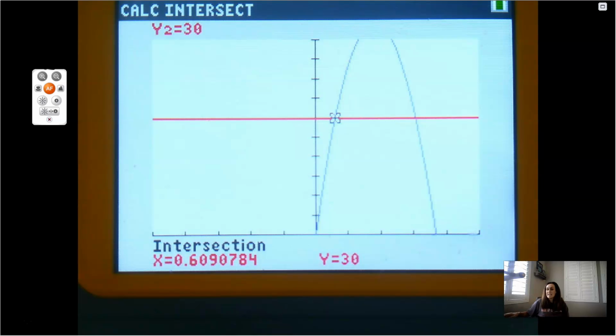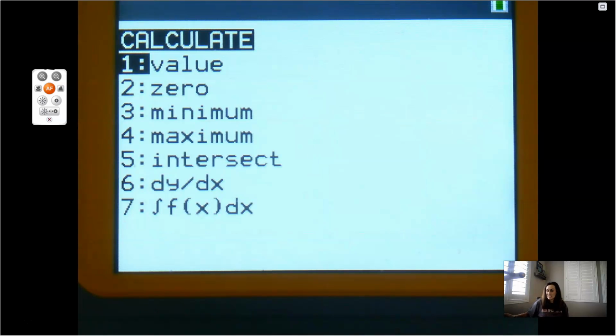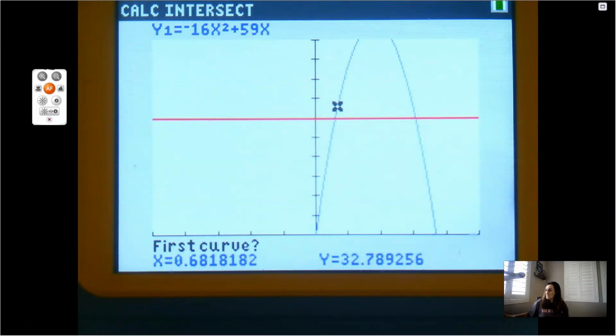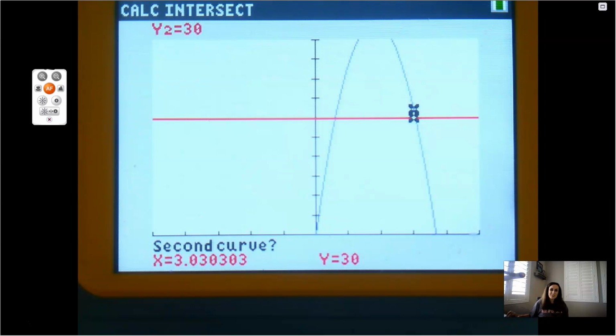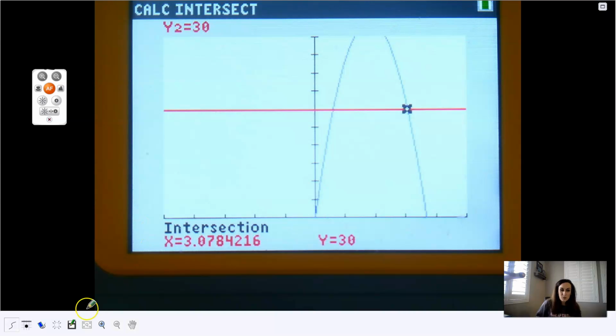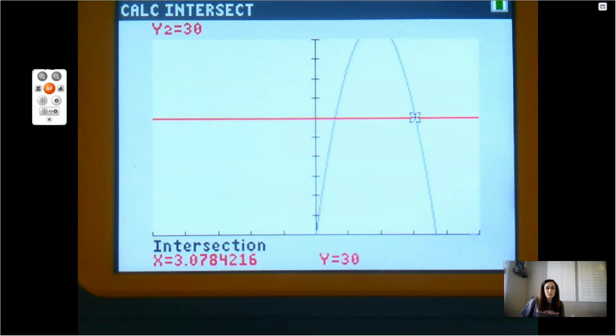Then you're going to calculate the intersection again. Second, trace, go to intersection, and then you're going to arrow up and around by this other intersection. Enter for the first curve, enter for the second curve, enter for the guess, and the intersection is 3.078. And we're looking for X values in between those 2 points, because that's where the graph is greater than 30. And we're not going to include those critical values because it says greater than 30, not equal to.